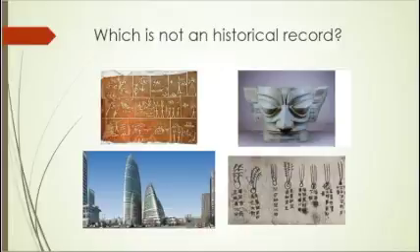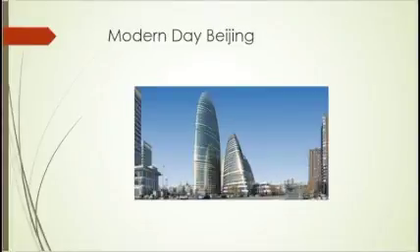Very good. Now, let's look at this picture. Which one of these pictures is not an historical record? Yes, you're correct. That's a picture of modern-day Beijing, so it is definitely not an historical record.